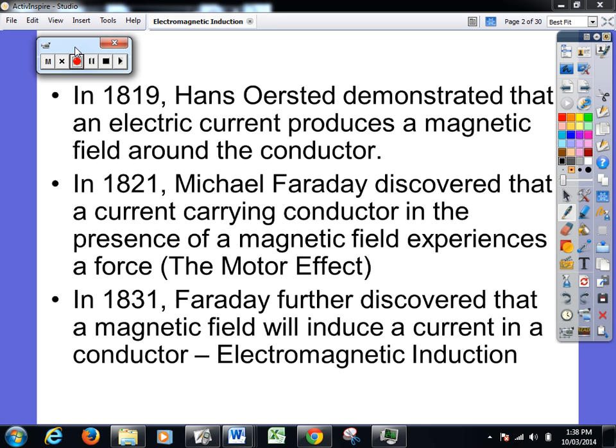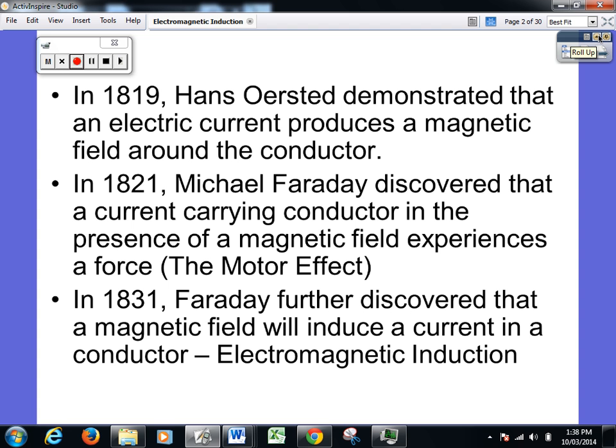Then this fellow, which you're going to be very, very familiar with, his name is Michael Faraday, he discovered that a current-carrying conductor in the presence of a magnetic field experiences a force. He's the one who discovered the motor effect. Okay? And he was the first person to apply that and make things move.